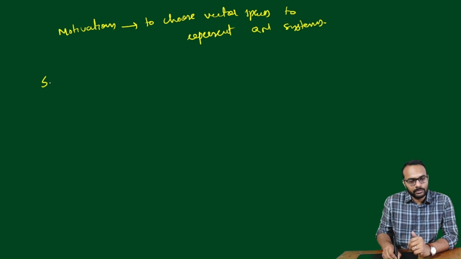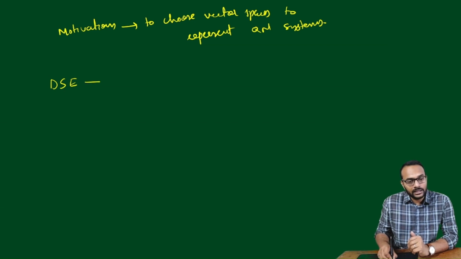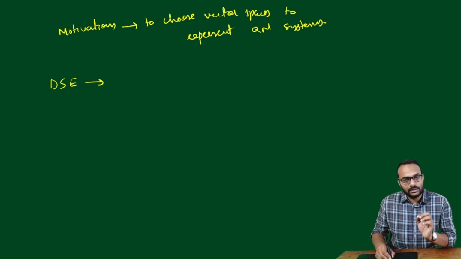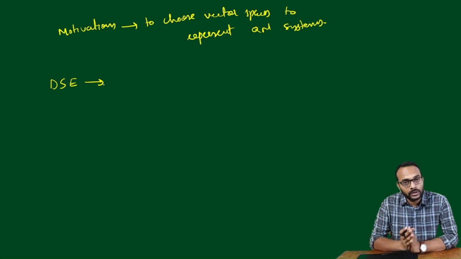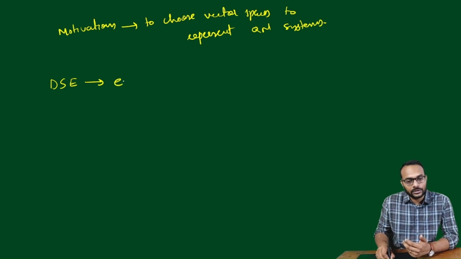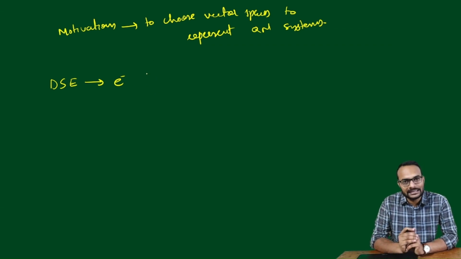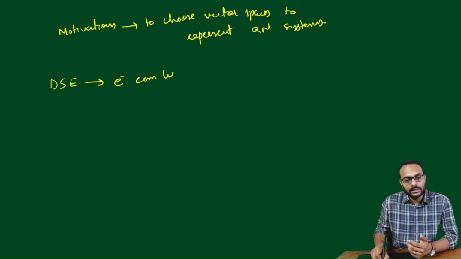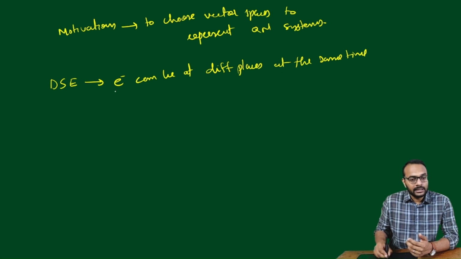In the first class we discussed the double slit experiment, and there we saw that even if you send one electron at a time, an interference pattern is built up if you wait for a sufficiently long time. So from this we said that each electron passes through both slits at the same time, or an electron can be at many different places at the same time. Now this we called the principle of superposition.